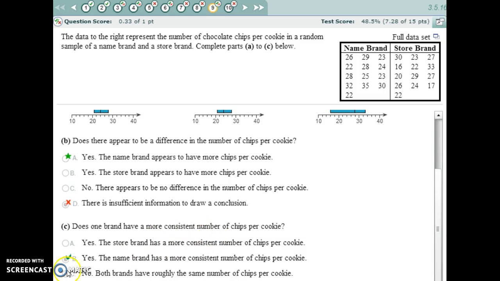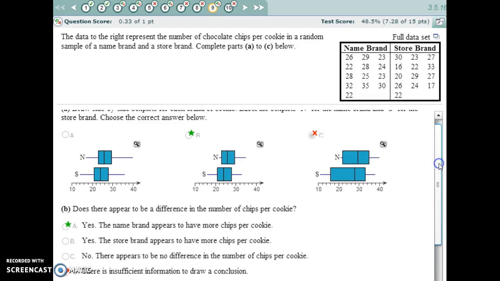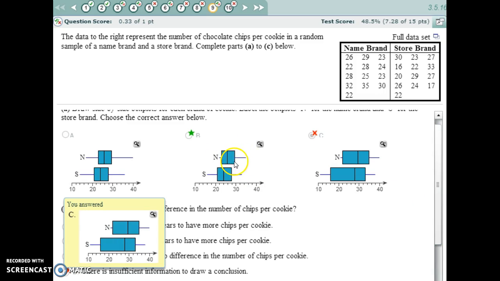More consistent chips. Yeah, the name brand's more consistent, just because the whiskers are shorter here. If you look at the store brand, there's some that have not very many chocolate chips at all, and this whisker goes out quite a bit too with a lot. But here the box is a little smaller and the whiskers don't go as long, so yeah, it's more consistent.